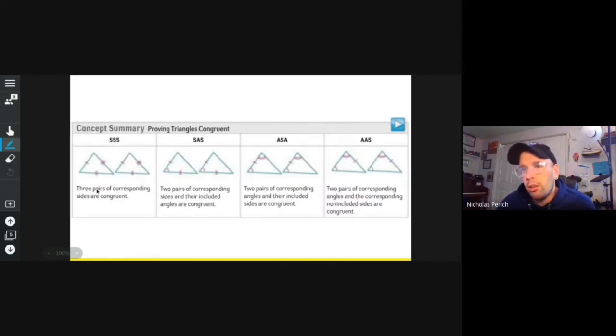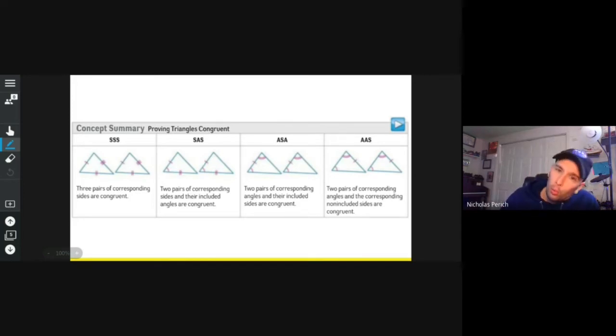So these are the 4 triangle congruency postulates that we learned. 2 days ago, we did the SSS. If I'm given a proof and I can show that all 3 sides on this triangle match up with all 3 sides on that triangle, then my proof uses SSS.